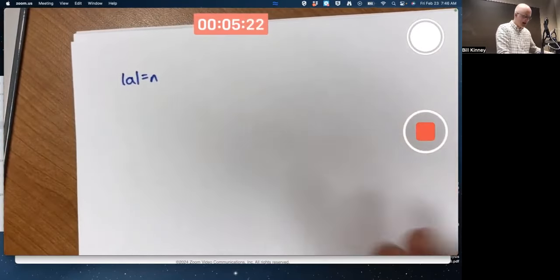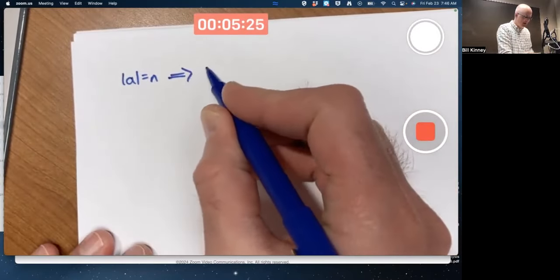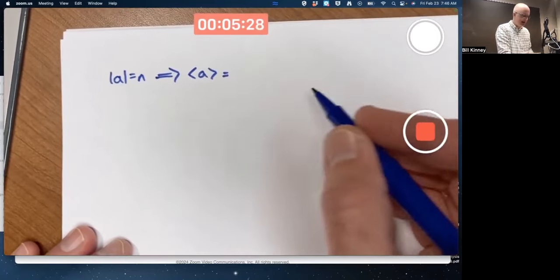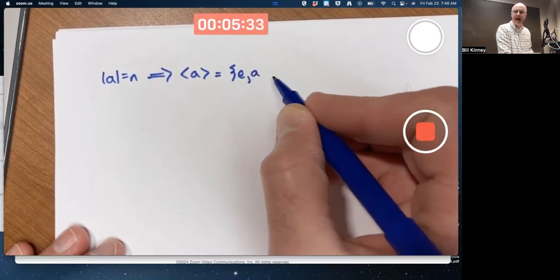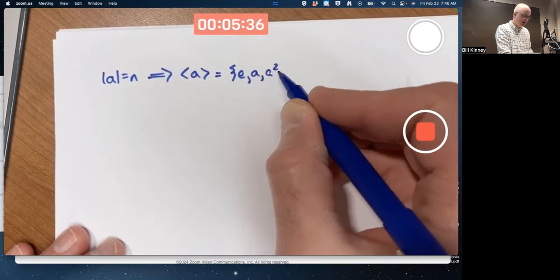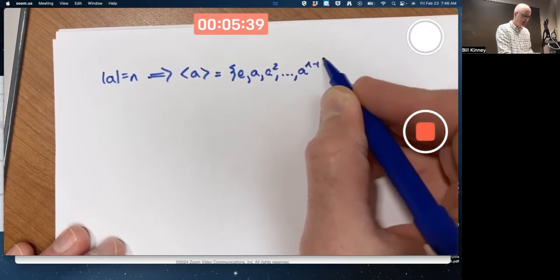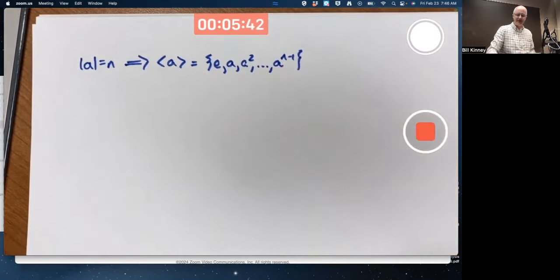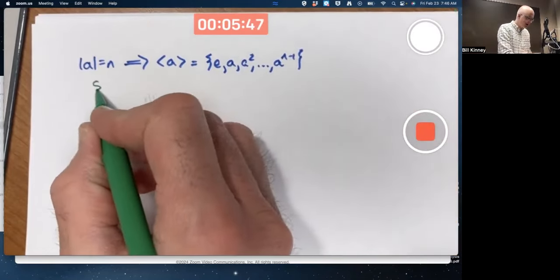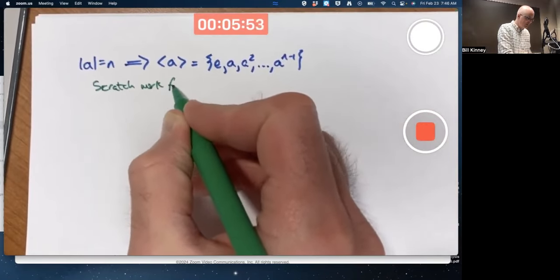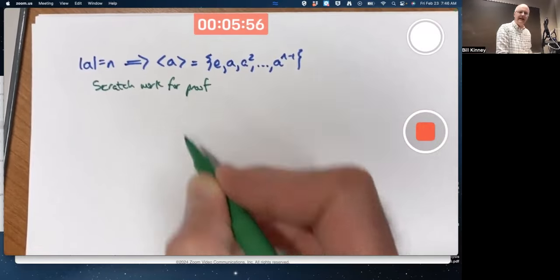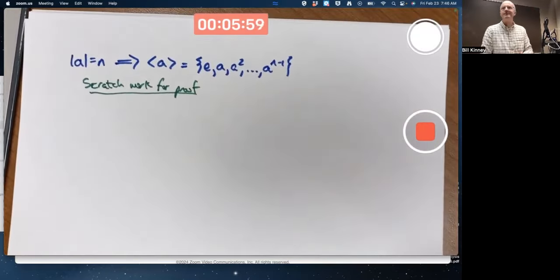So let's think first of all about if A has order n, why does that imply that the cyclic subgroup generated by A can be written as E, A to the 0 power, A to the first power, A squared through A to the n minus 1? Why is that true? We're essentially going to be doing scratch work for the proof, or you could call it the idea of the proof.